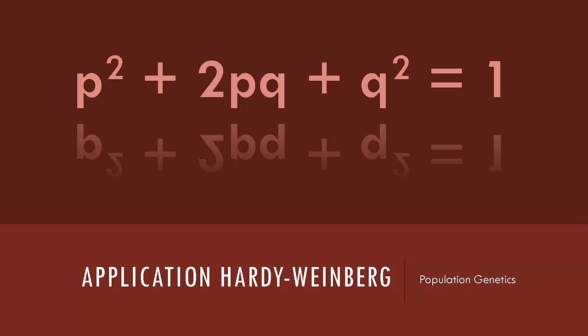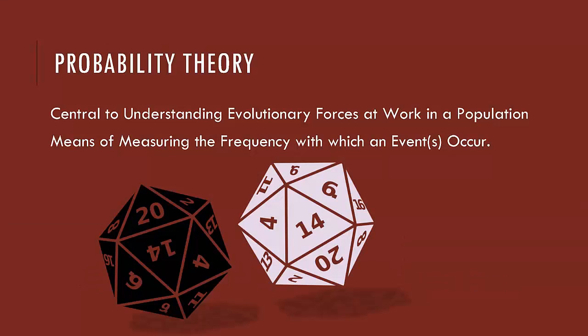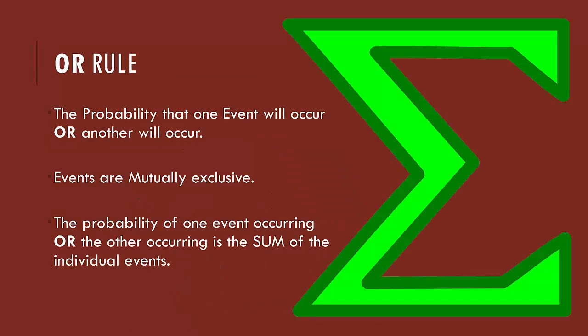Alright, so now that we have looked at the theory of Hardy-Weinberg equilibrium, it's time to actually apply Hardy-Weinberg equilibrium and use that mathematical formula. So Hardy-Weinberg relies heavily on probability theory. And so probability theory is central to understanding evolutionary forces at work in a population. And it's the means of measuring the frequency with which an event occurs. So we have a couple of rules we need to cover.